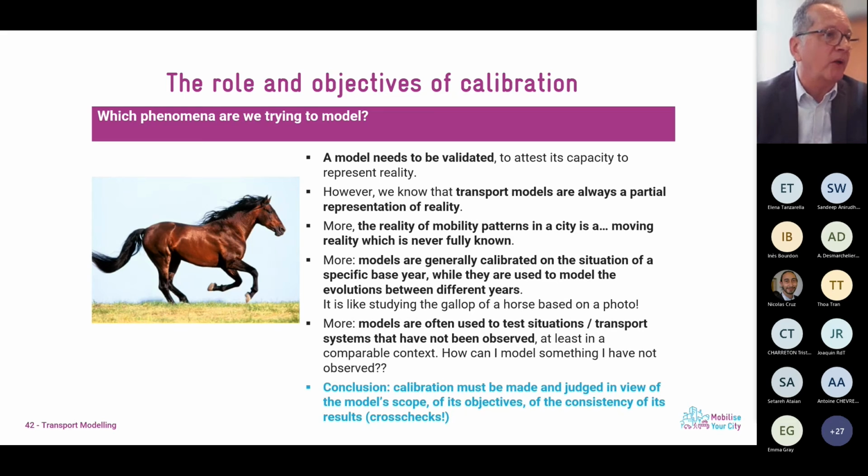And also, another problem is that models are often used to test situations and transport systems that have not been observed, at least in comparable contexts. So how can I model something I have not observed? We have spoken of stated preference methods before. All that is not to say that models are not useful, but to give us a global view and an understanding that calibration must be made and judged in view of the model scope, its objectives, the consistency of the results. But it's not a question of 2% or 3%. This is not what we should focus on.